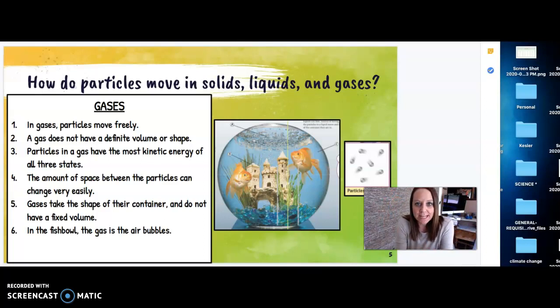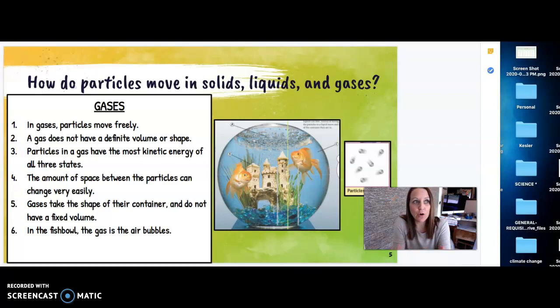Particles in a gas have the most kinetic energy of all three states, so they're moving the fastest. As we add more kinetic energy to a liquid, eventually they're moving fast enough that it changes from a liquid into a gas. And so they have the most kinetic energy. In a gas, the amount of space between the particles can change very easily. So as we keep adding more and more kinetic energy, the molecules are going to move faster and faster.